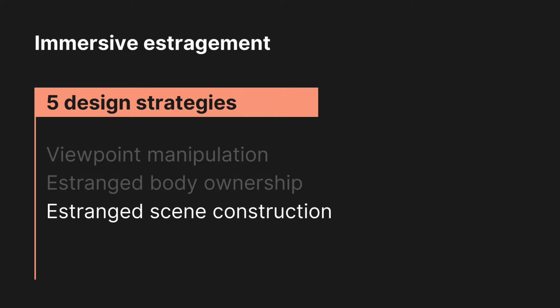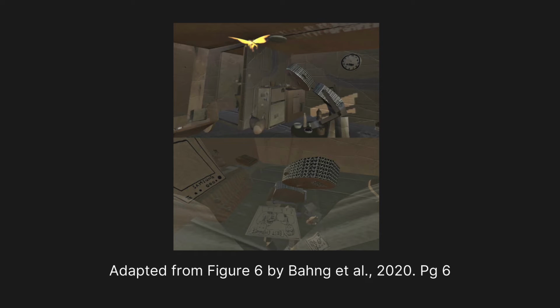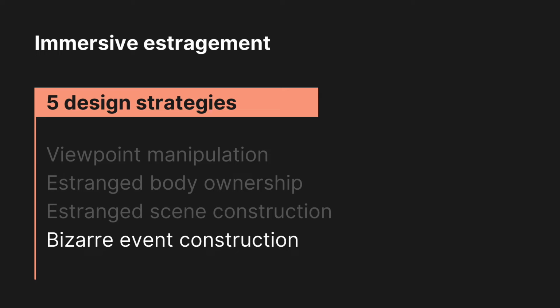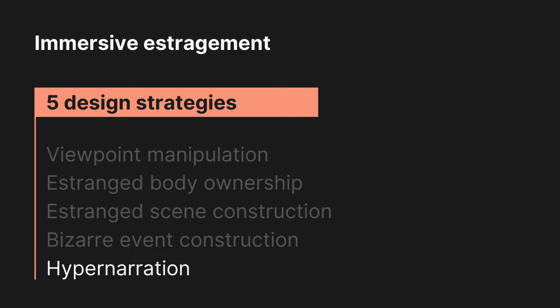Another design strategy is estranged scene construction, which manipulated the visual representation of a setting to be unfamiliar, supporting reflection by allowing users to fill interpretive gaps. Next, we have bizarre event construction, where consequences of the VR world were absurd, resulting in a sense of distance from the presented events. And finally, we have hypernarration, where the presence of a diegetic narrator could interject in meaningful ways and facilitate reflection on an experience.